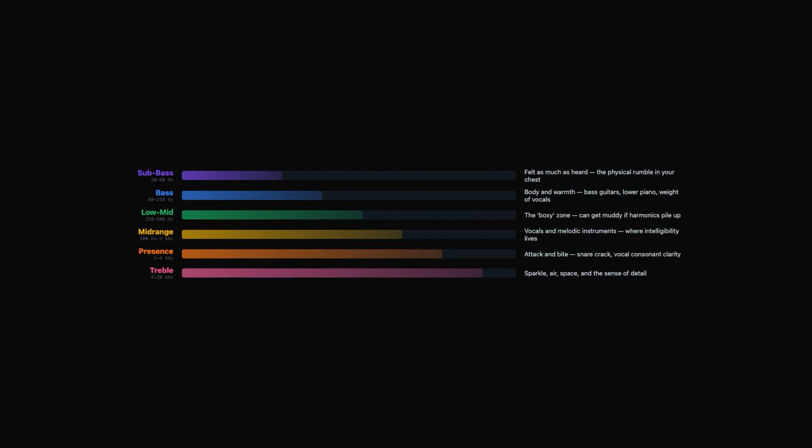Mid-range, 500 Hz to 2 kHz, provides presence and attack, the bite of a snare drum or the clarity of a vocal consonant. Treble, 4 to 20 kHz, adds sparkle, air, and the sense of space and detail.